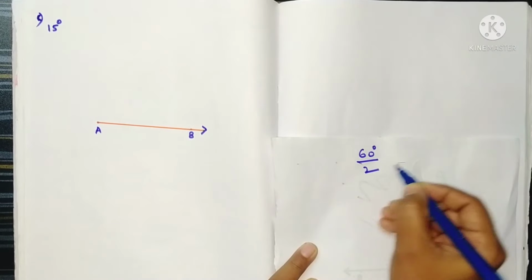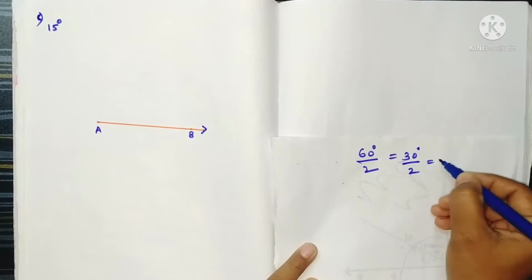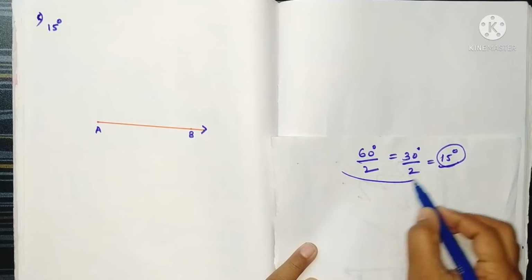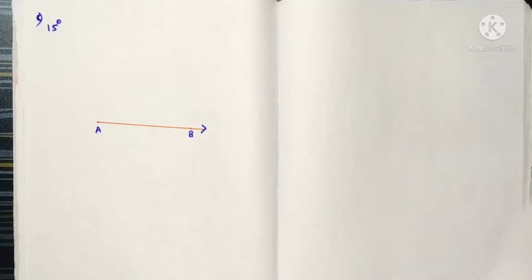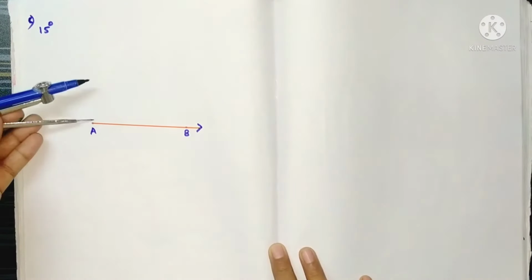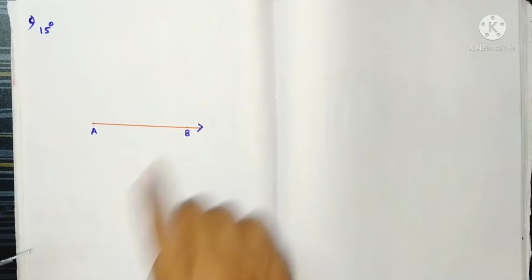So we have to bisect this. Then 30 will come. Again if you bisect, we will get 15. So two angular bisectors have to be drawn here. See, first draw 60 degrees. So take some radius, with A as center, first draw a ray like this.